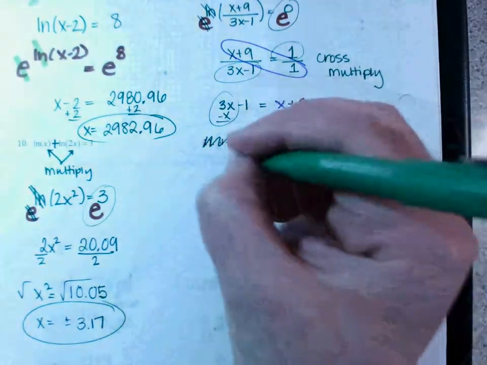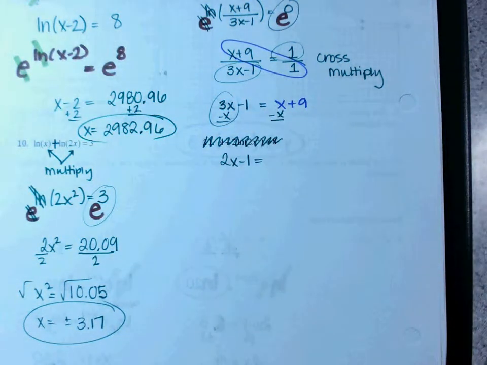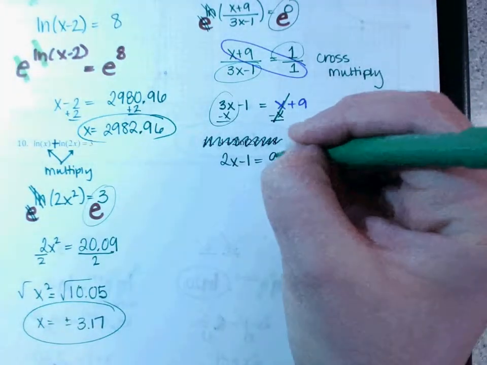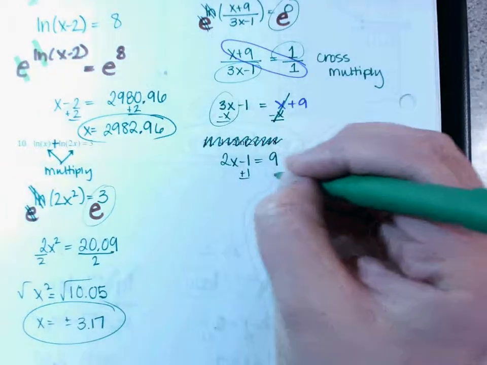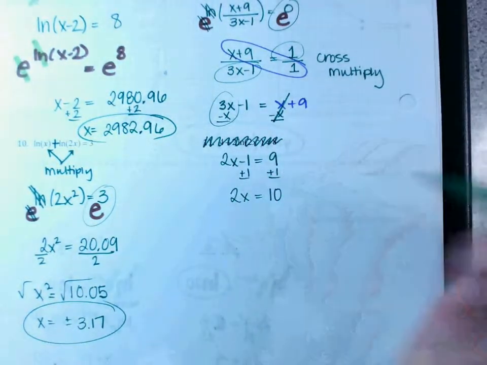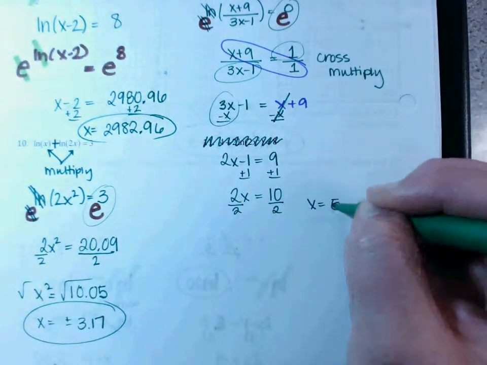So 3x minus x is 2x. Then these guys are going to cross out with each other. You'll have your 9 carried down. What comes next? Plus 1. 9 plus 1 gives you 10. And then divide by 2, x is 5.